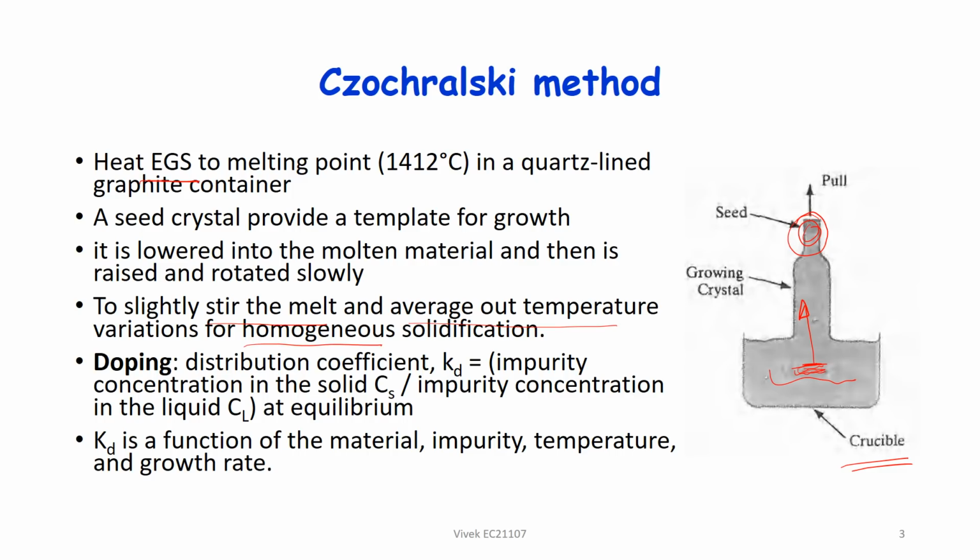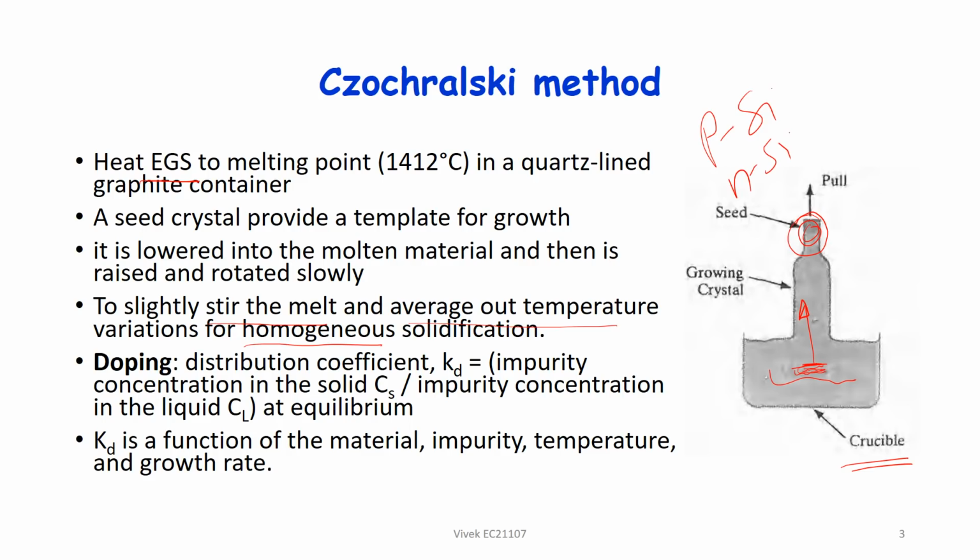Now while making a crystal, you can add some impurity also. That is done basically to obtain different types of substrate. You can have a p-type silicon substrate or an n-type silicon substrate. Accordingly the impurities are added there.